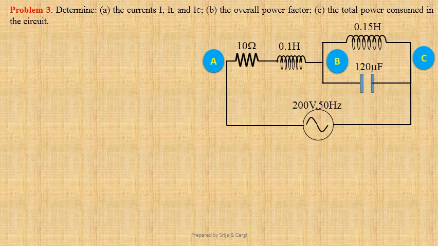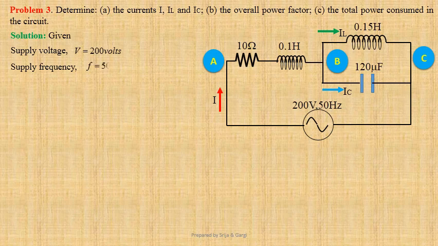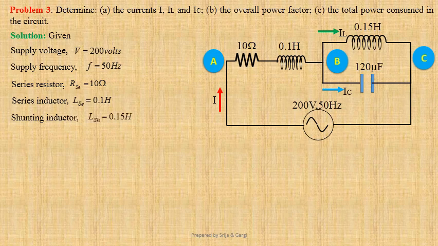Problem number 3. We have to determine the currents I, IL and IC, the overall power factor, and the total power consumed in the circuit. Let us first jot down the given data. Supply voltage V equals 200 volts. Supply frequency F equals 50 Hz. Series resistor RAC equals 10 ohm. Series inductor LAC equals 0.1 Henry. Shunting inductor LSH equals 0.15 Henry. Capacitance C equals 120 microfarad.